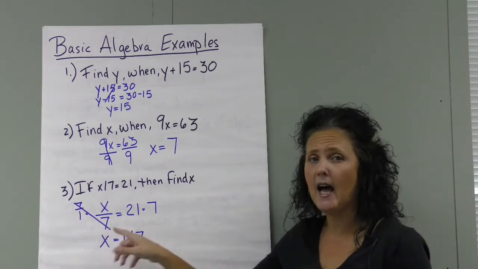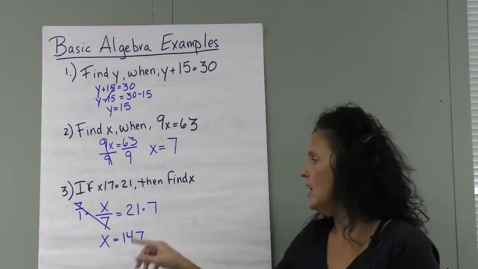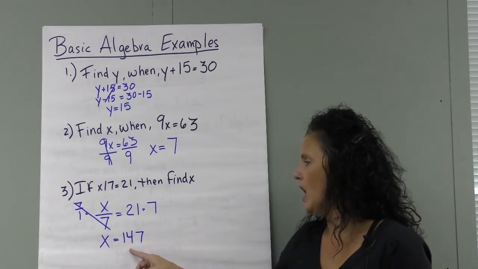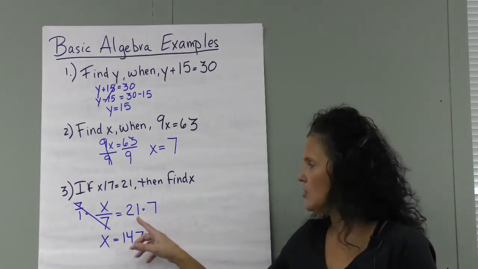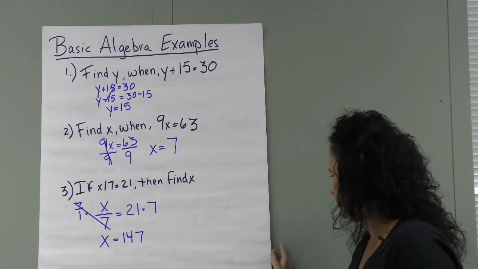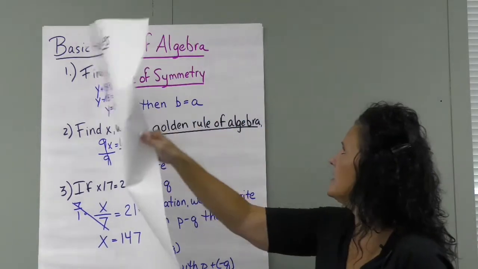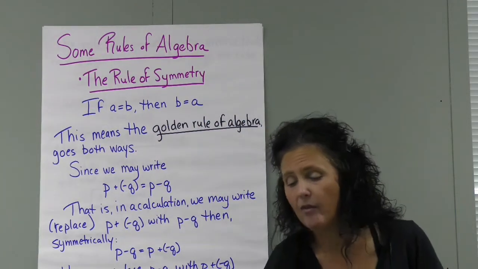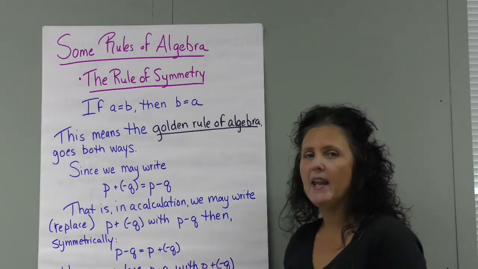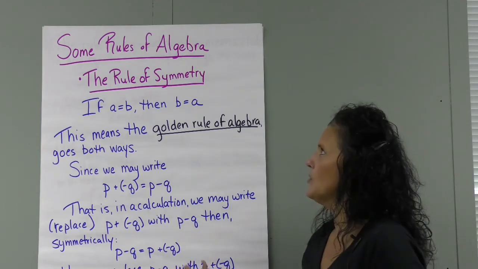If we did it to this side, we have to do it to this side. So we get x is equal to 147. That's 21 times 7. So let's look at some of these rules of algebra. Every series of mathematics has rules, and so we have to look at the rules of algebra.